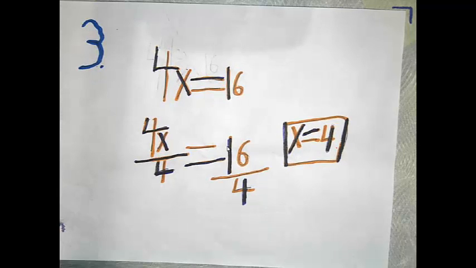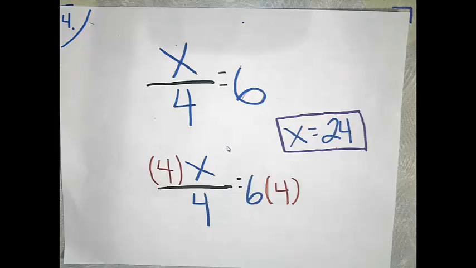Question number 3. 4x over 4 equals 16 over 4. So we just took 16 and divided by 4, and we got x equals 4. Question number 4. X divided by 4 equals 6. We times both sides by 4 and x equals 24.